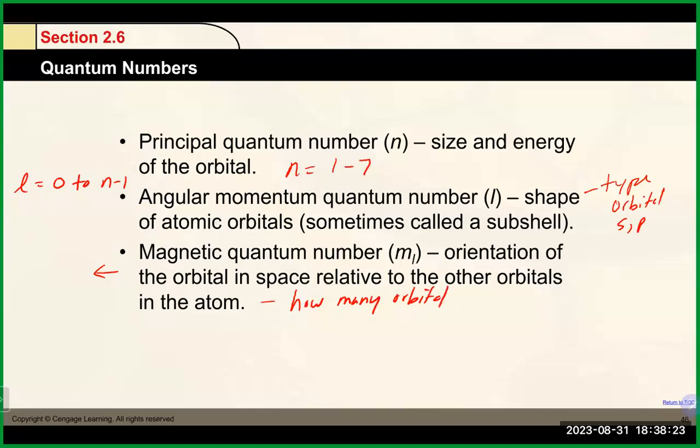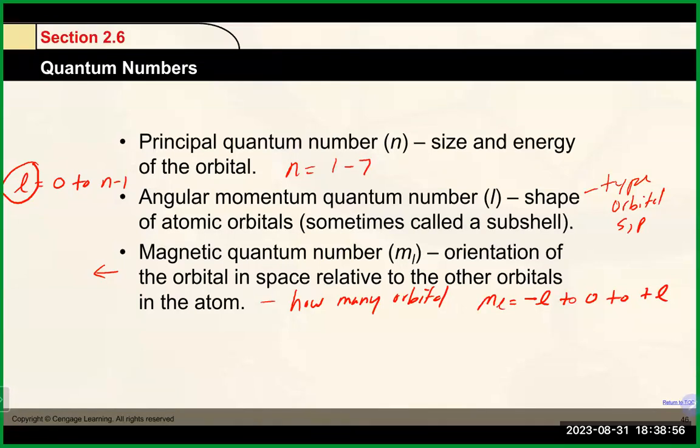Now, for every L value that you have, you could have specific m sub L values, and they run from minus L to 0 to positive L. So whatever L value you have, the m sub L value will run from the negative version of that, by whole numbers until you get to 0, and then by whole numbers up to the positive version of the L value.